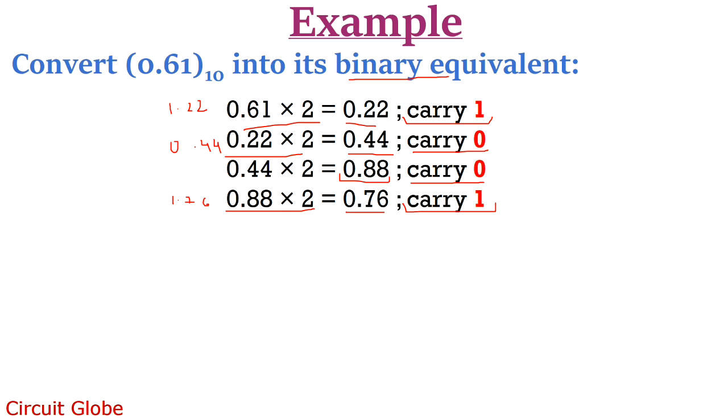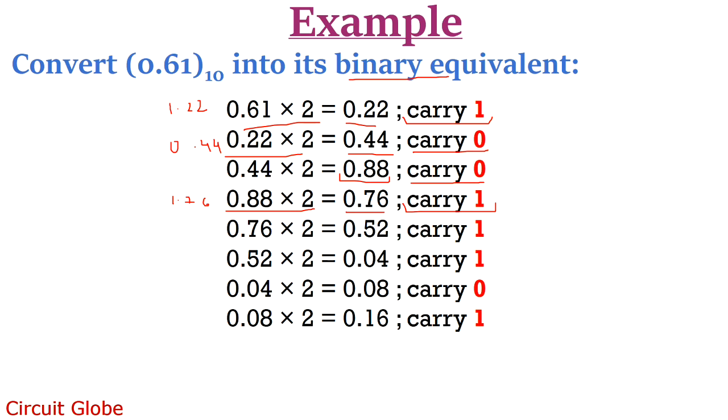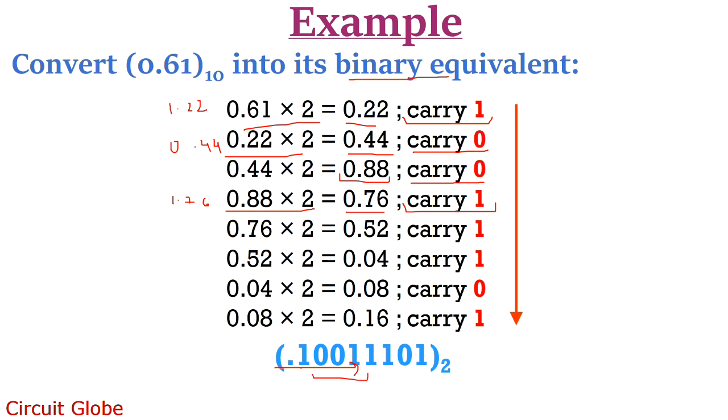Here we have repeated the process up to 8 digits to have an approximate result, but in case you want a more accurate result, you may continue further. Now to have the equivalent binary value, the carry of the integer portion must be written from left towards the right in the downward format. So the binary equivalent for the decimal value 0.61 will be given as 1001 1101. So we have written the value from left towards the right in the downward format.